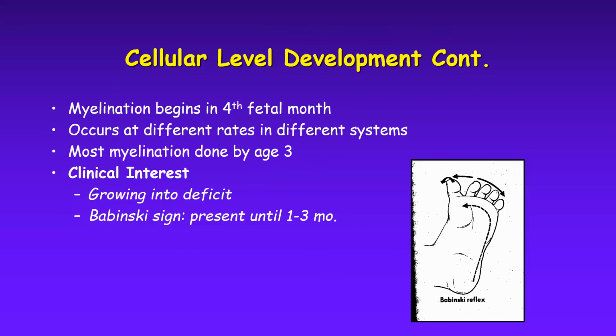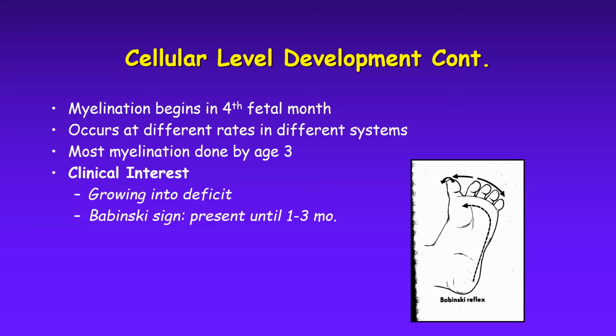Cellular level development continued here. So myelination begins in the 4th fetal month. So this is where we start to get the insulation. Okay, we got the oligodendrocytes and Schwann cells, oligodendrocytes in the central nervous system, Schwann cells in the peripheral, that are starting to form the myelin, which helps support the nerves so that they can generate faster conduction and those kinds of things. It occurs at different rates for different parts of the nervous system. Most myelination is done about age 3. It's mostly completed by age 5.